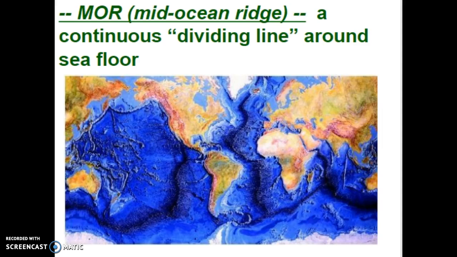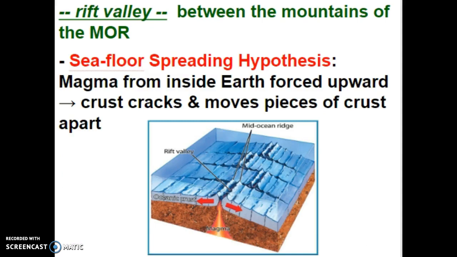And so this mid-ocean ridge could possibly be a place where we can have this continental movement happening. The rift valleys were in between the mountains of the mid-ocean ridge. Underneath these rift valleys, we notice that we have magma, liquid earth, coming up from below. When magma from inside the earth is forced upward, the crust will crack. It's an enormous amount of pressure, and it will actually be enough force to move pieces of the crust apart. So we go from continental drift to this idea of seafloor spreading.